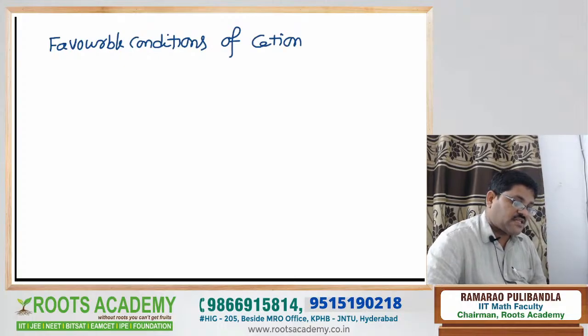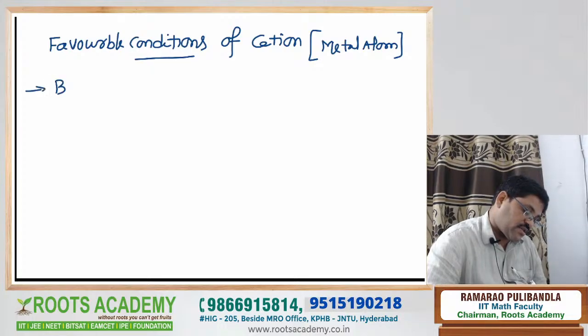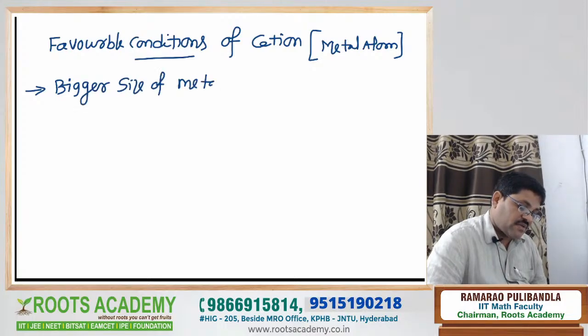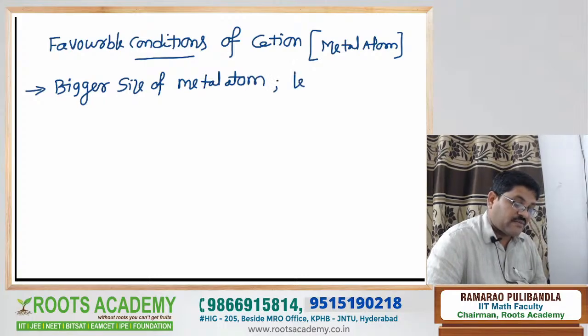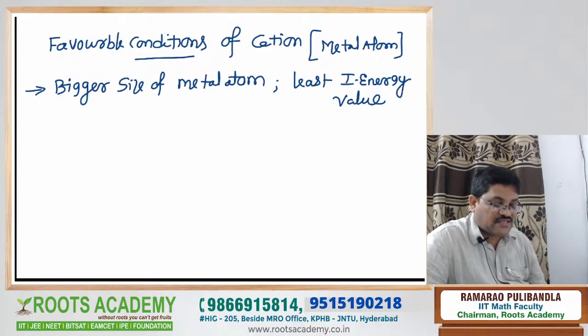Actually, the cation is coming from what? The cation is coming from the metal atom, yes or no? So these are the important favorable conditions for the cation. What is the first favorable condition? Big size. The first point is bigger size of the metal atom required. If the metal atom is bigger in size, it has the least ionization energy value.